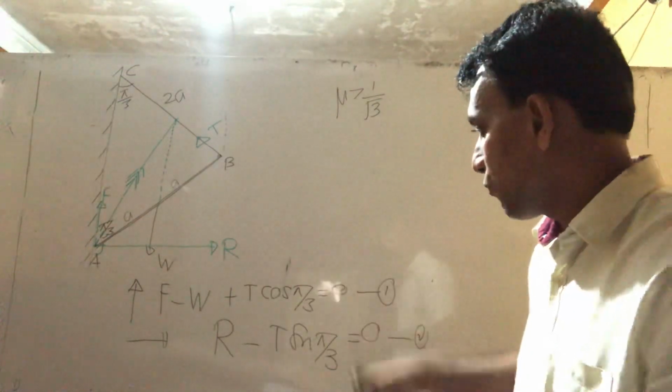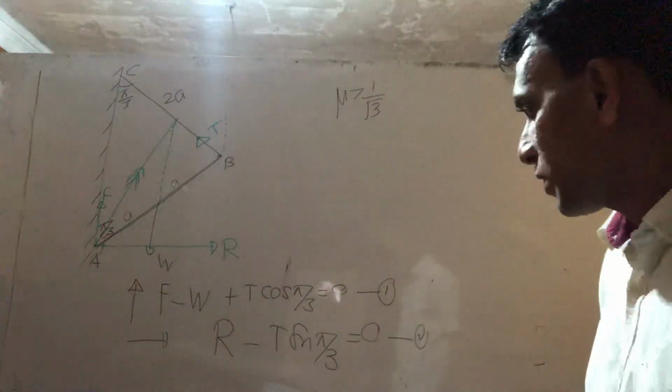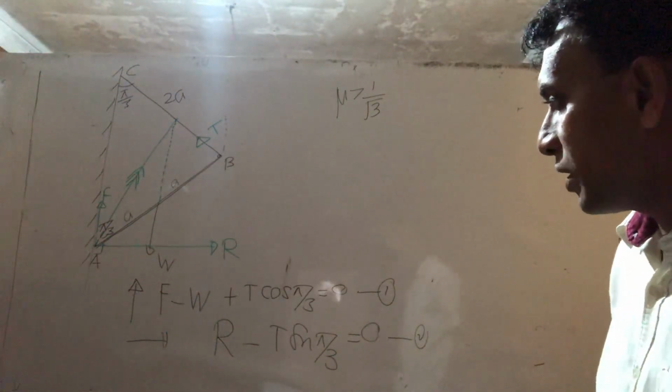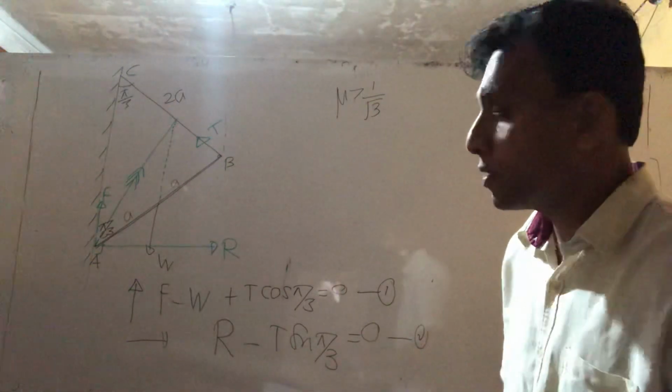So this side F plus R equals W. Take this side and divide, also T cancels. That's a relation between F and R. But both are unknown, so you must find the T. So take moments. Next you write.